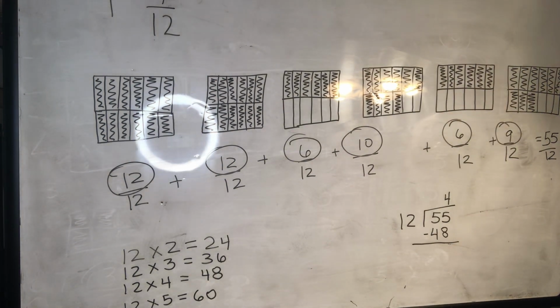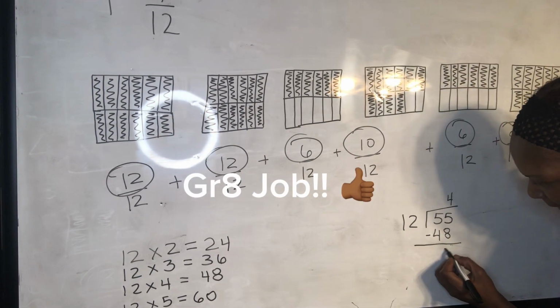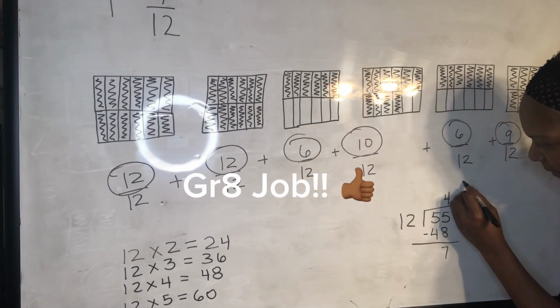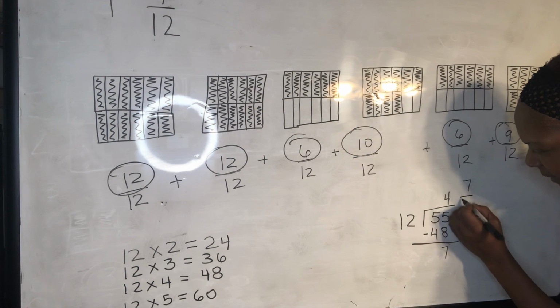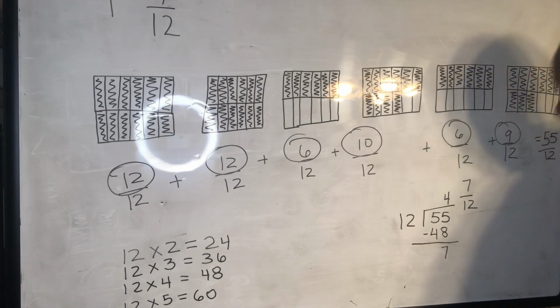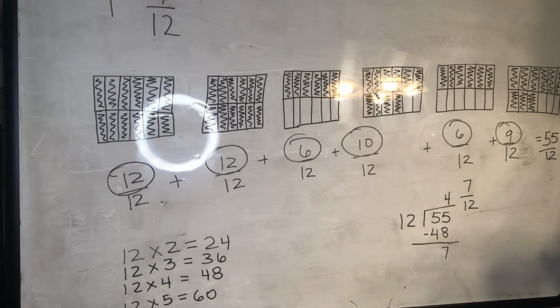Now we're at 48. We're just going to count up to 55. 49, 50, 51, 52, 53, 54, 55. 7. All right, great job. So now we get a 7 as a remainder. The 7 becomes our numerator, and 12 is our denominator, which matches the number we started out with, which is 4 and 7 over 12.